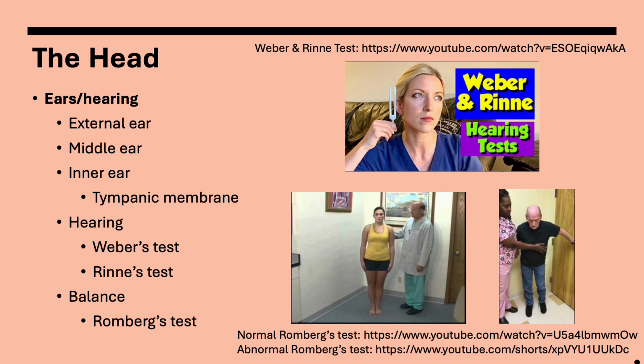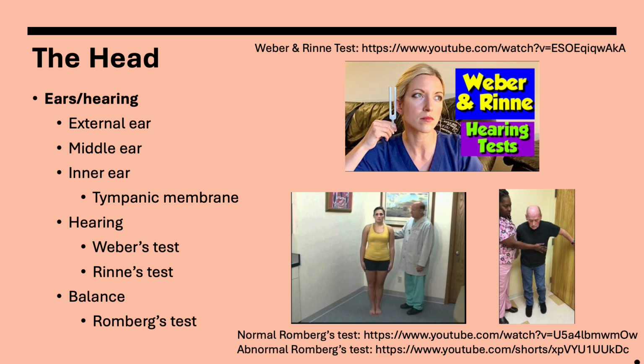As for the ears and hearing, you will assess the external, middle, and inner ear, which would be the tympanic membrane. If you didn't know, the tympanic membrane is the eardrum. You will also assess hearing through the Weber's or Rhine's test, as well as balance through the Romberg's test. So with the Weber's test, I did provide a video as well with the Rhine and the Romberg's test, so you can go ahead and watch those videos.